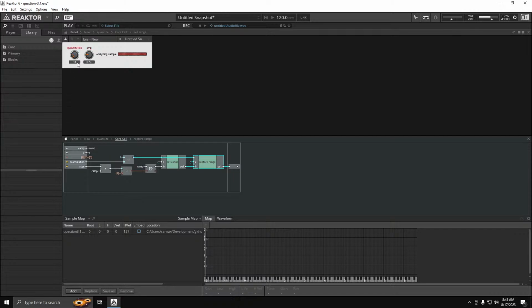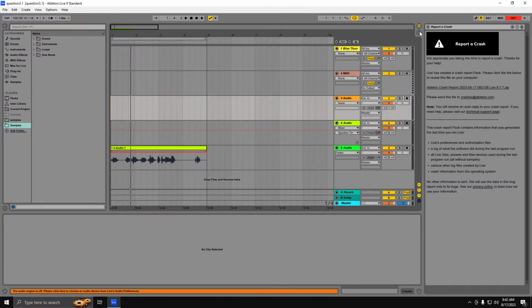So this is "shells at the seashore" with 11-bit quantization. This is 10. This is 9. You can tell as we keep going up in quantization, the quality goes down and it gets super distorted. It's kind of like the quantization thing in Ableton.